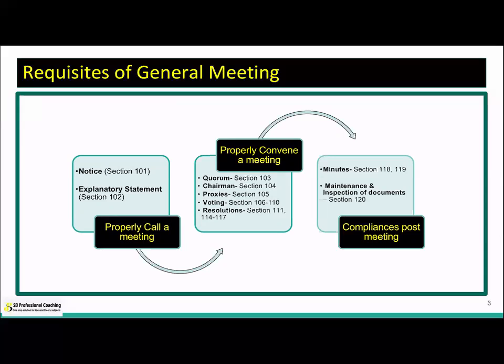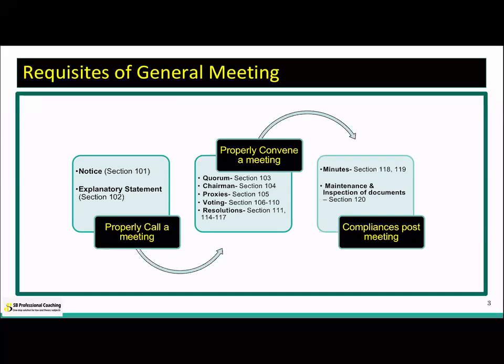Every business which is passed in the company, or decision made in the company, is by passing a resolution. And every resolution is passed by a due process of voting. So we would be covering voting and resolutions also in the further lectures. But these 5 topics would form part of the second phase, that is properly convening a meeting during the meeting.